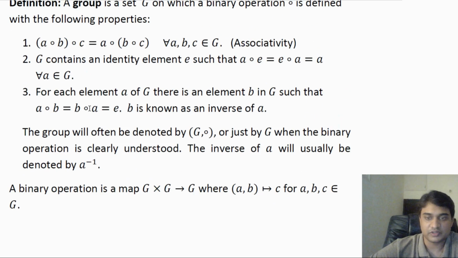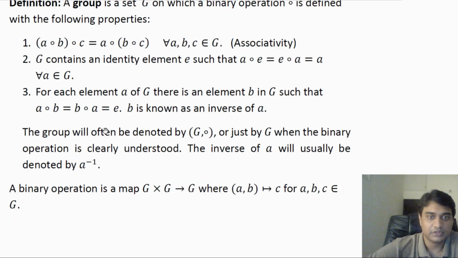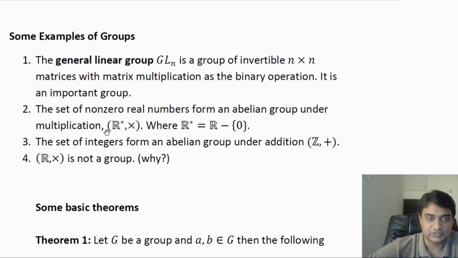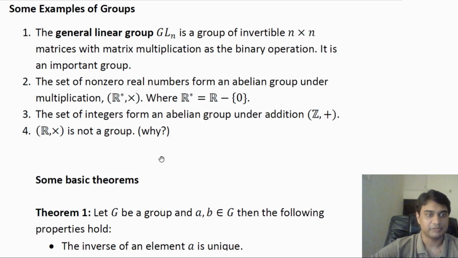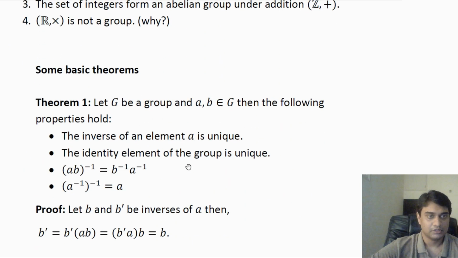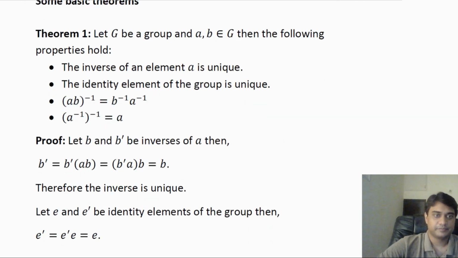So for the case of all the real numbers under the binary operation of multiplication, we easily see that the element 0 does not have an inverse, right? The inverse of 0 is not defined. Therefore, this set of all real numbers under the operation of multiplication is not a group, right? And there are many more examples of groups, and now we will turn to some very basic properties, very basic theorems about groups. The first one is: let G be a group and a be an element of G. Then the following properties hold.